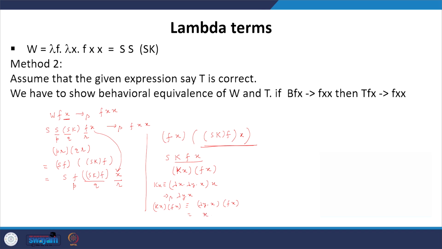So, this will be x. So, K x f x is x. That means this whole thing we can replace as f x x. So then what we have got? f x x. So, this part that we had to prove, we have proved that it is indeed the case that it is f x x. So, that means our given terms are equivalent to W.